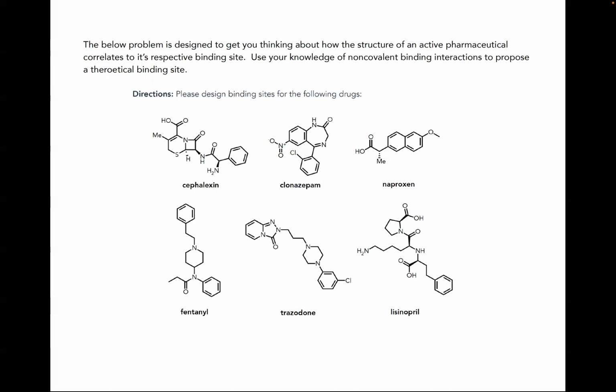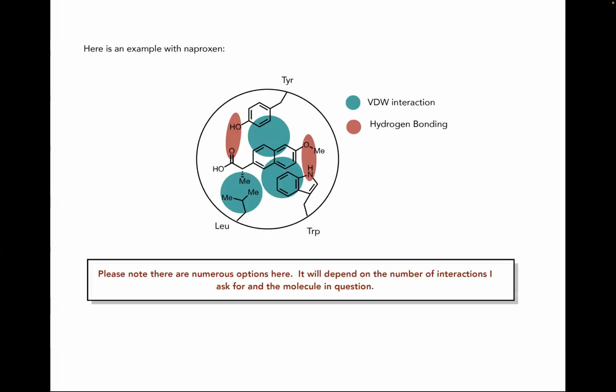And so when you do that, you have to think, okay, well, you've seen the ones where I've had you take a molecule and fit it inside of a binding site, but now you're going to do the designing of the binding site. Okay, so you're going to literally draw a circle, and you're going to put on the residues that you think are involved with binding. And so what I've done is given you one of the examples, and naproxen on the top right, on the next slide.